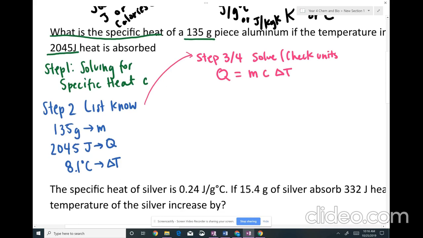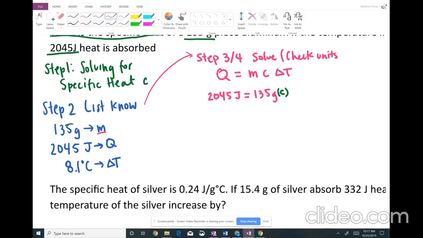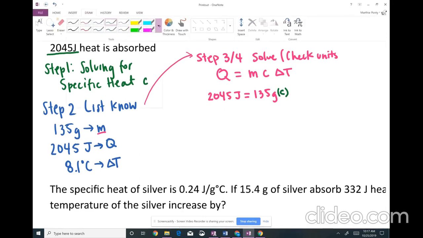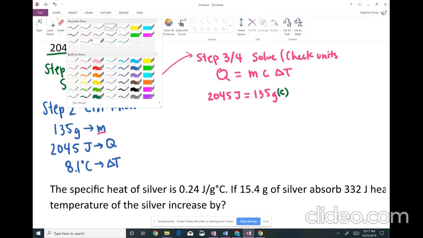So I'm going to have my Q, which is 2045 joules, equal to M, and my M is what I'm getting from there, which is 135 grams. And then I'm going to multiply that by my C, which is what I am looking for. So I'm going to put that in green because that is what I'm looking for, which is my C. And then I have my delta T.